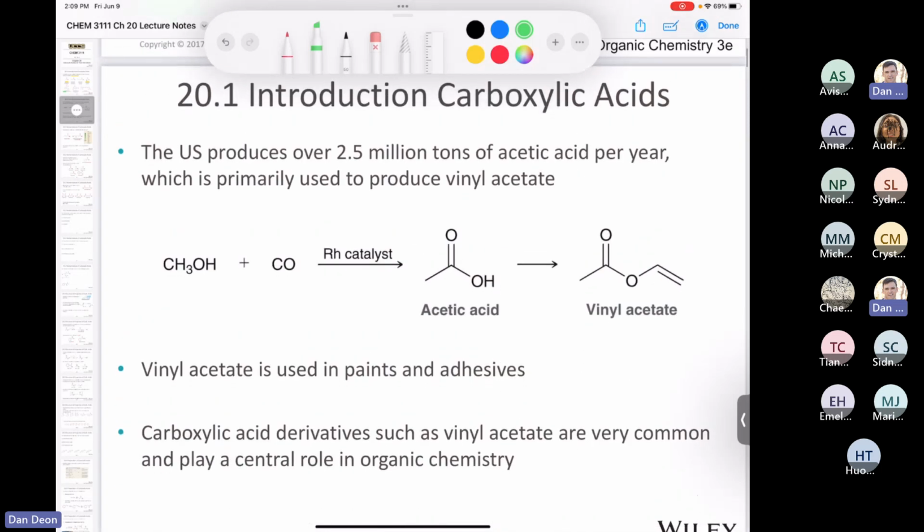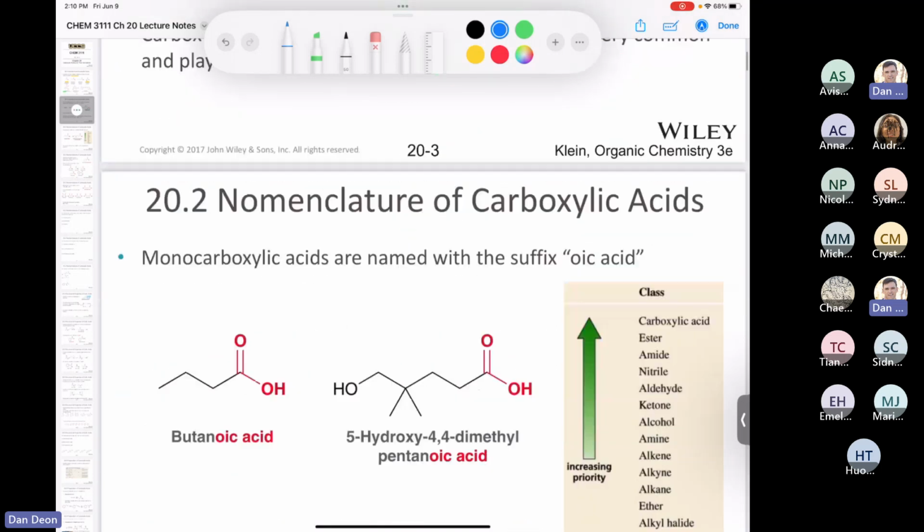And going back to the whole acetic acid thing, the United States produces a lot of acetic acid every year, and most of that is used to make vinyl acetate. So this molecule here is called vinyl acetate. The vinyl group is this portion, right? That's a vinyl group. And then the acetate, you should know acetate. Acetate is this portion right here. So vinyl acetate is used in paints and adhesives. So if you've ever gone to the paint store, the paint will have some vinyl acetate in it. And so carboxylic acid derivatives are hugely important in organic chemistry. And that's why we spend so much time studying them in this class.